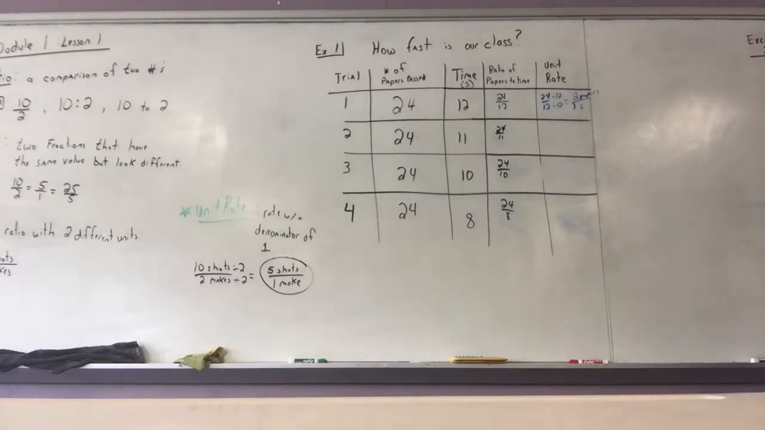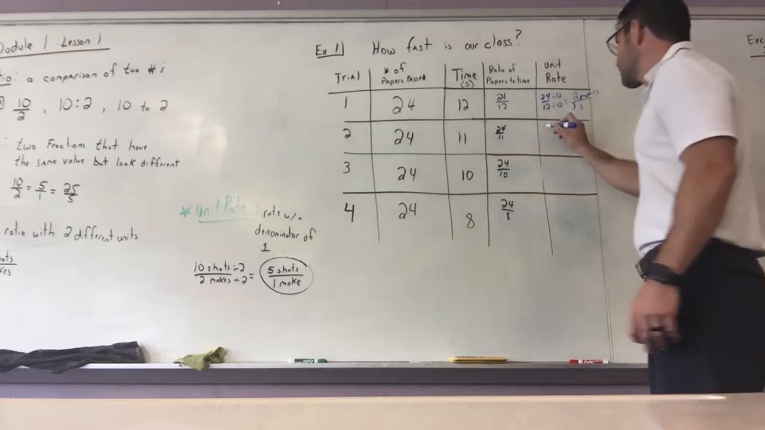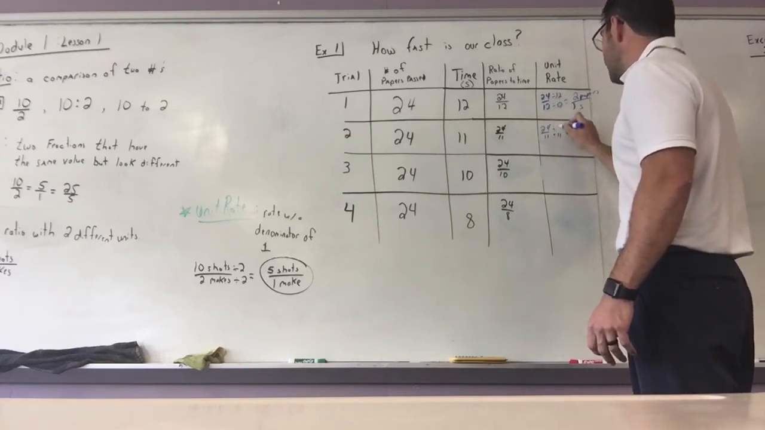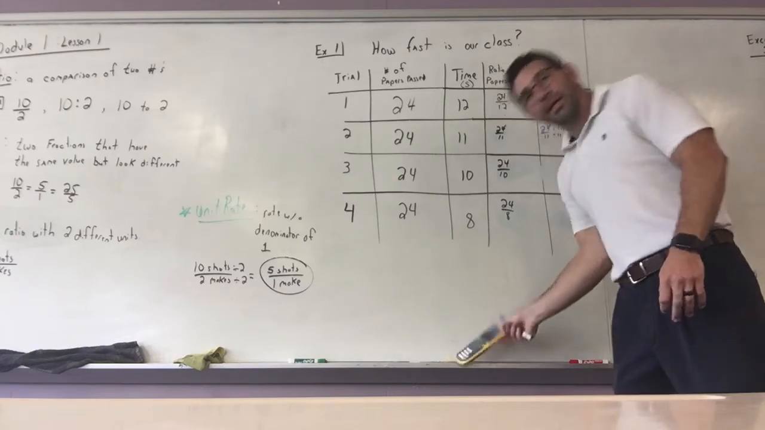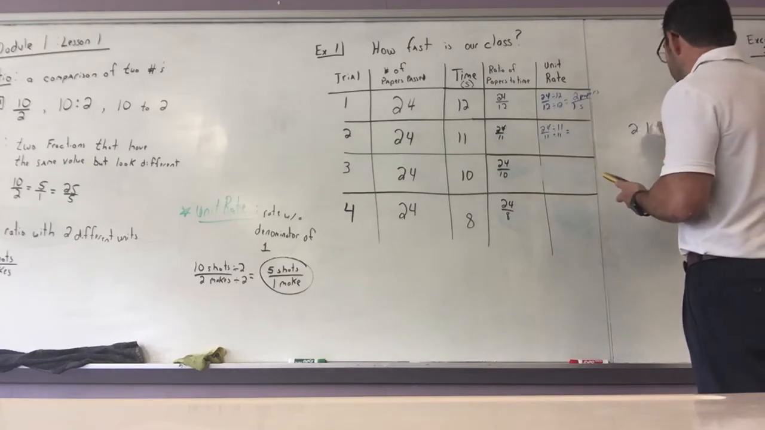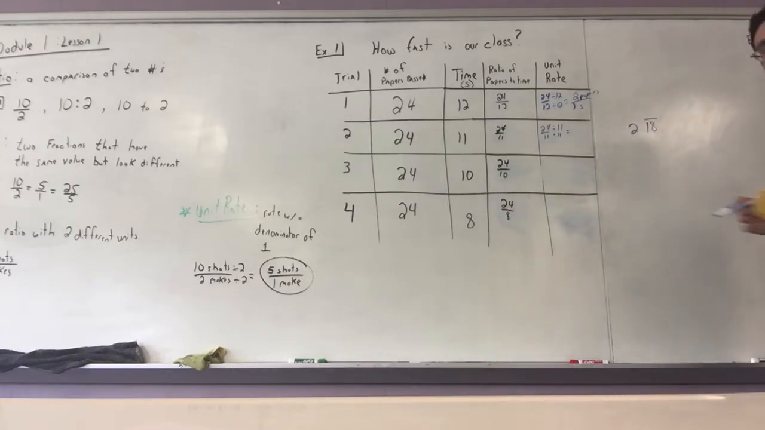Make sure you label in your unit rate. Ratio doesn't need a label. Unit rate absolutely does. Now, 24 over 11. Okay, so I'm going to write my 24 to 11. I'm dividing both by 11. Pick up your handy dandy calculator. Do 24 divided by 11, and we get 2.18 repeating. Okay, so it repeats forever and ever. Wonderful. Well, I want you to round to the nearest tenth.